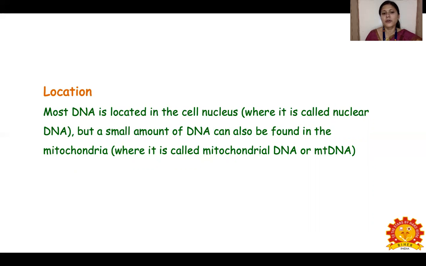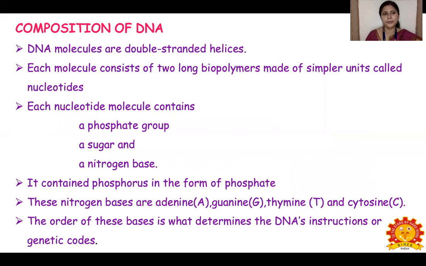As a short note, nuclear DNA comes from both the father and the mother to the children, but mitochondrial DNA comes only from the mother. Now we will see the composition of DNA.